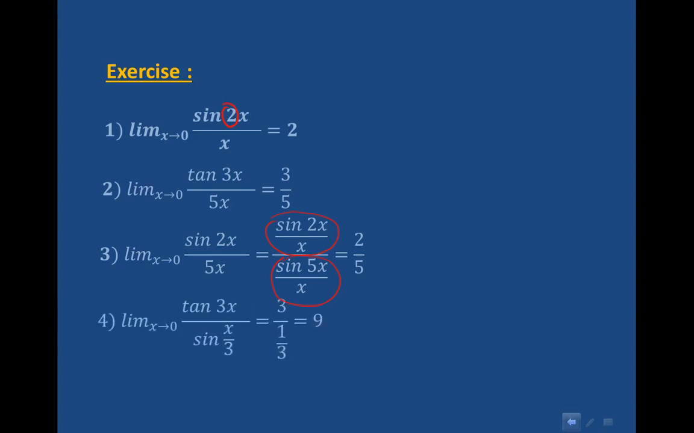Another problem. Limit when x tends to 0 of tan 3x over sine x over 3. Tan 3x over sine x over 3. This is 3 over a third, equals 9.